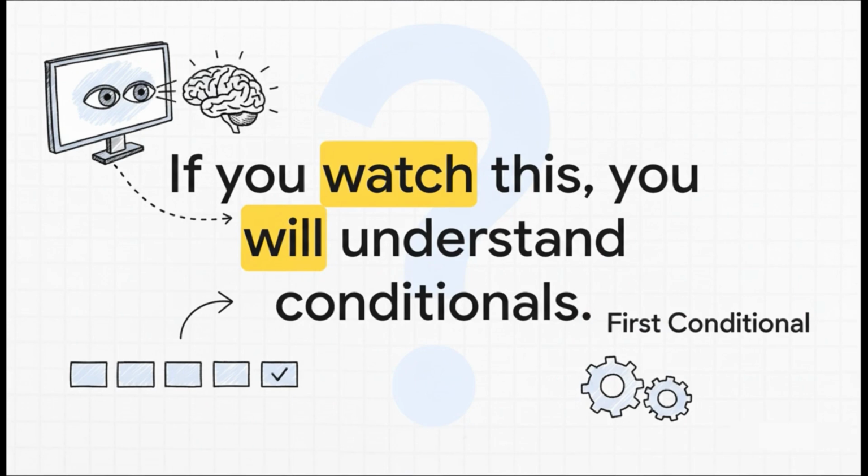See this sentence? It's called a first conditional. It sets up a totally real, totally possible future. The condition, you watch this. The result, you'll get it. So come on, let's make that happen.